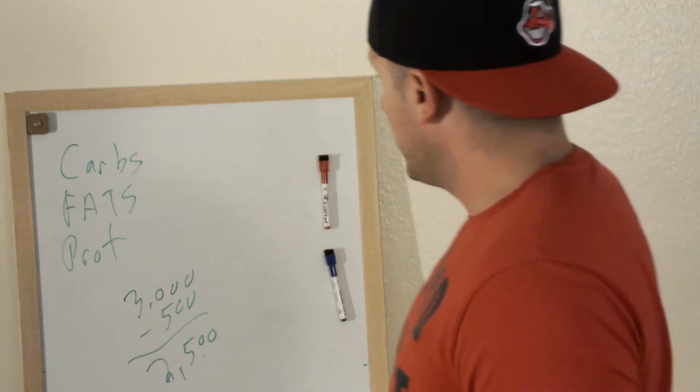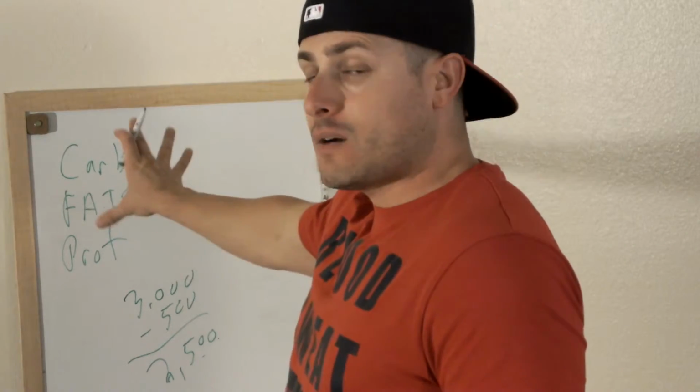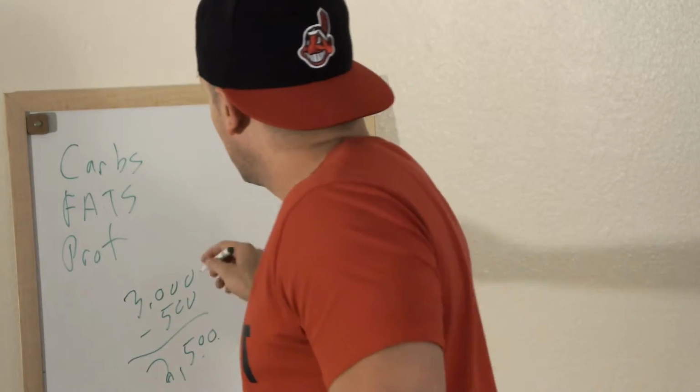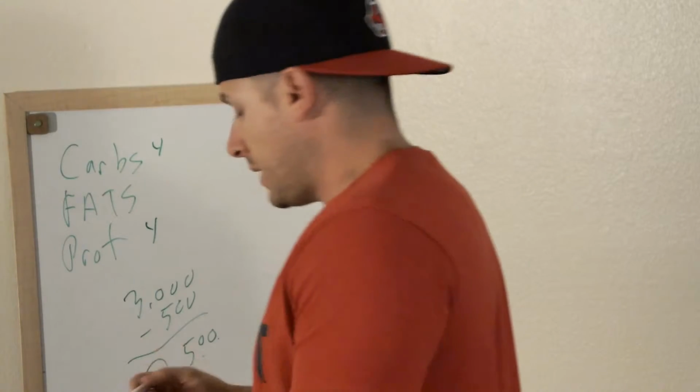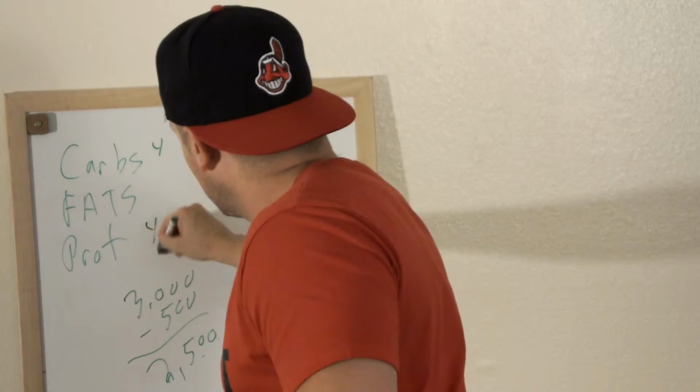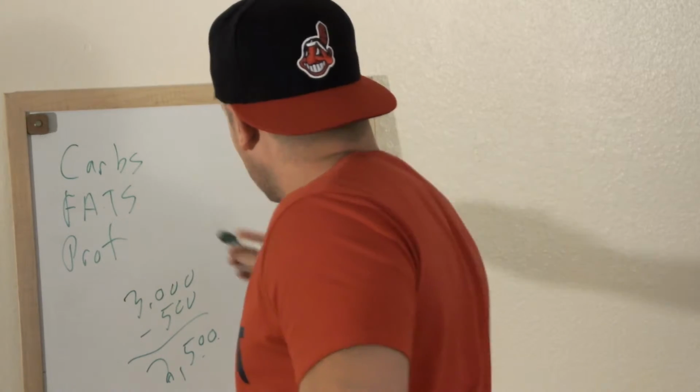Now, with your macronutrients, this is how it breaks down. Carbs and protein, I'm going to put a 4 next to that. Actually, let's switch colors.